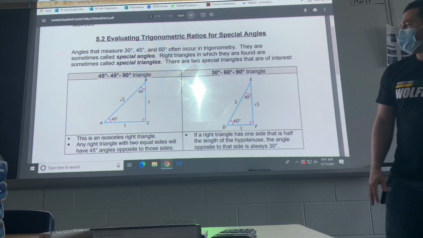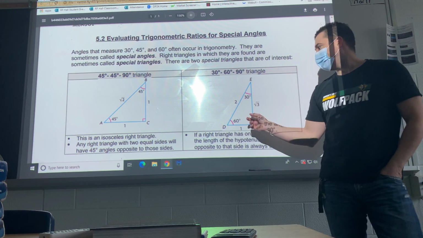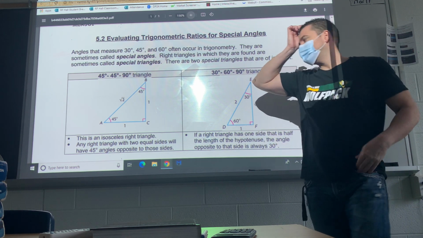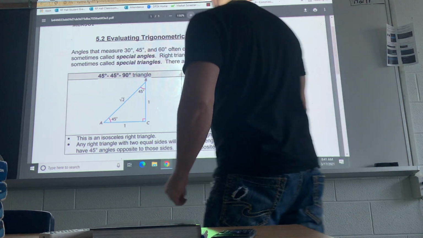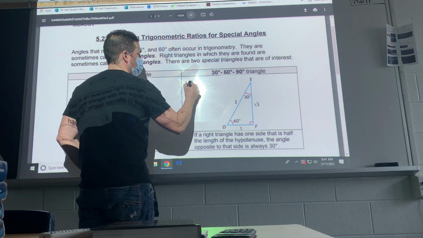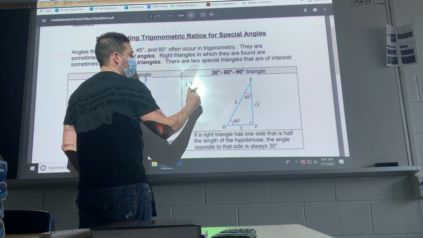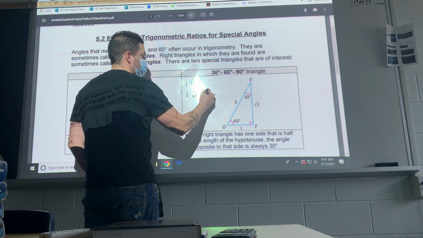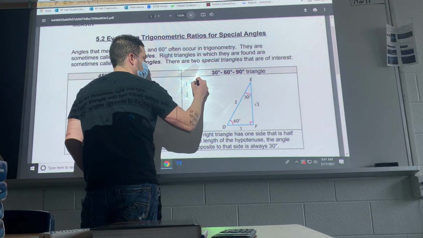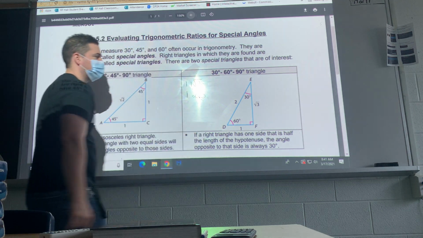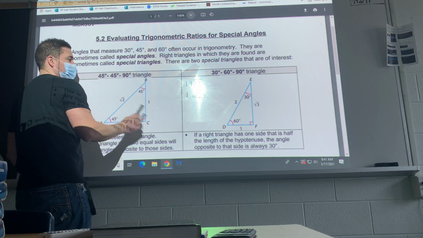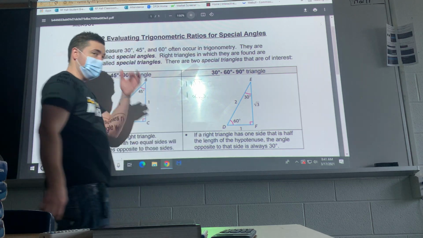Then we have the 30, 60, and 90. I'm going to show you a little trick for how I remember these triangles. The way I remember them is 1, 1, 2. So 1 plus 1 is 2, and then 1 plus 2 is 3. Then you put the square root on the largest number, and that will give you your side lengths. So the first one is 1, 1, root 2. And the next one is 1, 2, root 3.